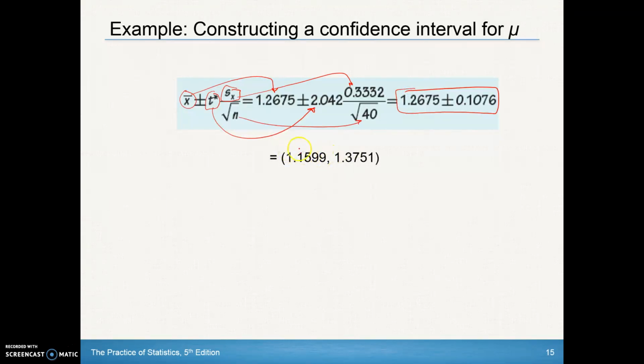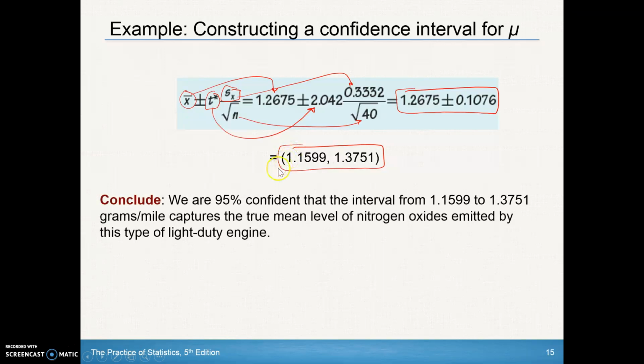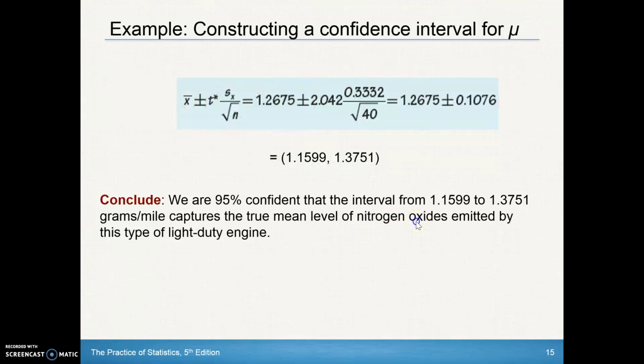Adding and subtracting, we could also write it like this to illustrate the interval. So what we can say, using the template that we had from earlier slides, is we are 95% confident that the interval from 1.1599 to 1.3751 grams per mile captures the true mean level of nitrogen oxides emitted by this type of light-duty engine.